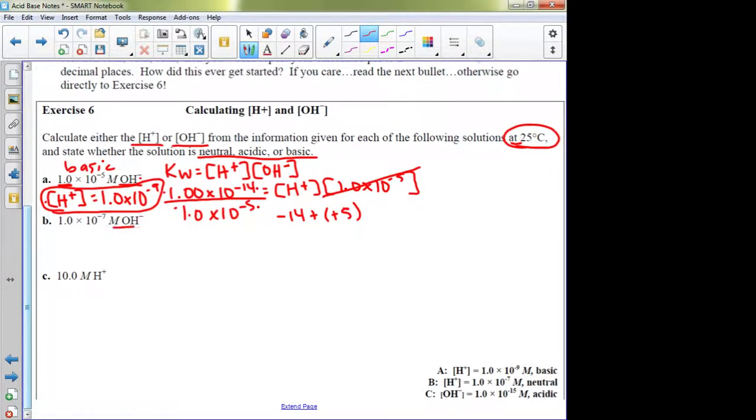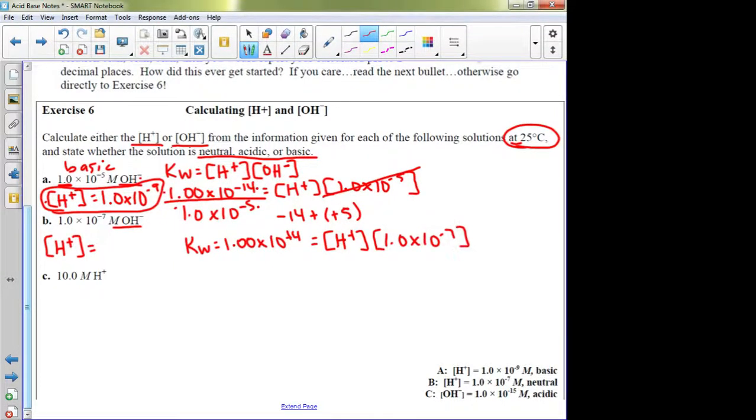All right, B, again, they give me my concentration of hydroxide, so I have to find my concentration of hydrogen. So, I have 1.0, so I write out the same thing. Kw is equal to 1.00 times 10 to the negative 14, which is equal to my concentration of hydrogen, which I'm solving for, times my concentration of hydroxide, which they gave me. 1.0 times 10 to the negative 7th. So then I just divide. So my concentration of hydrogen is equal to what? To the negative 7th. These concentrations between the two of these are what? Equal. So that means this solution is what?